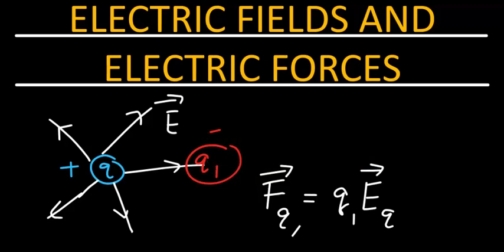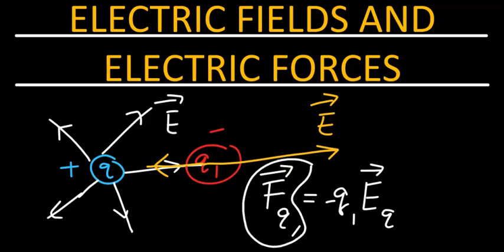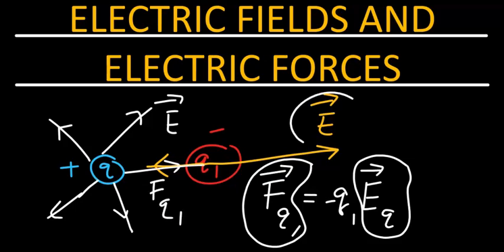What if Q1 is a negative charge? The electric field due to charge Q is going radially outward like that. In this case, Q1 will be attracted towards that charge Q along the radial direction. It's easy to see why, because now Q1 carries a negative sign. You see that the force on Q1 is opposite in direction to the electric field created by that charge Q.